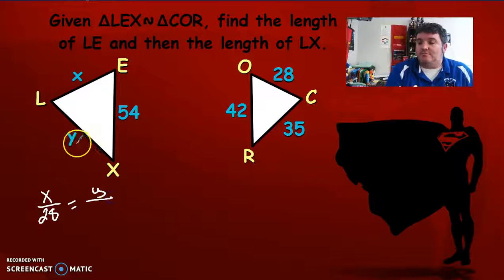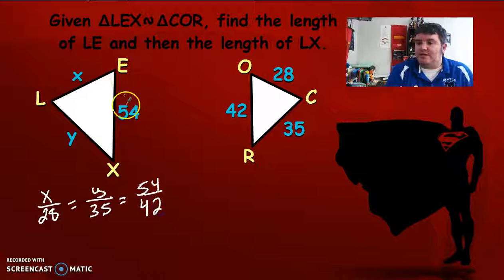Y, I don't know, but it's LX. That's the first and the third. First and third over here is C and R. That's 35. The 54 matches up with the remaining side of 42. Again, E and X, last two, O and R. So I can pair these up, each with the 54 over 42 to solve.